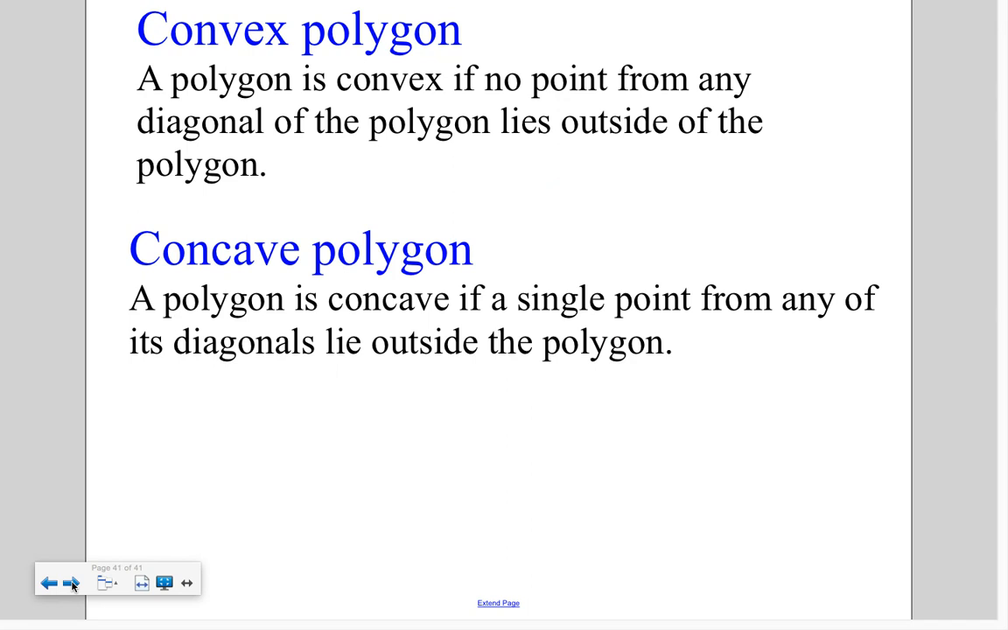It is concave. A polygon is concave if a single point from any of its diagonals lie outside the polygon. I like to tell myself if I see 2 sides caving in towards the center of the polygon, then it's concave. Okay, if it caves in, it's concave. So if you can draw a diagonal that goes outside the polygon, it's concave.